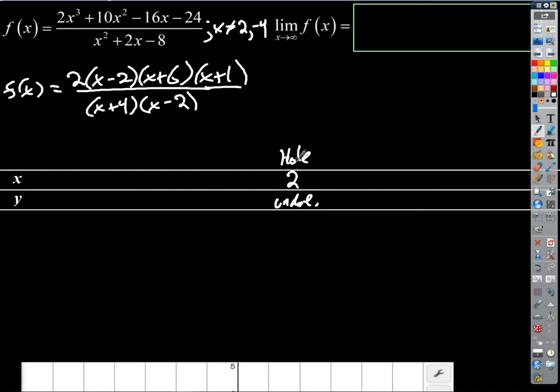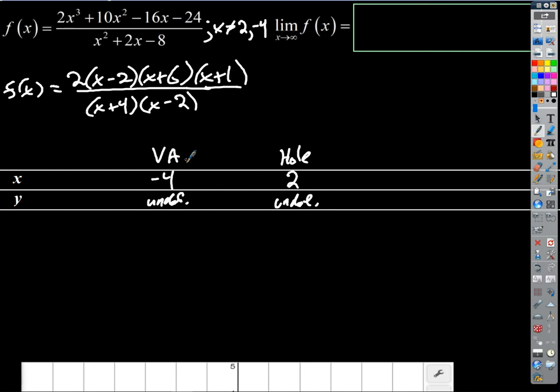Where do I have a vertical asymptote? Negative 4. Okay, so down here at negative 4, I get an undefined function, and that's a vertical asymptote. Are there any other zeros of the function? Negative 1, negative 6.